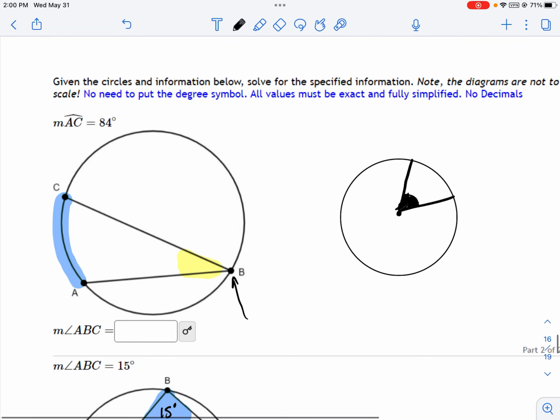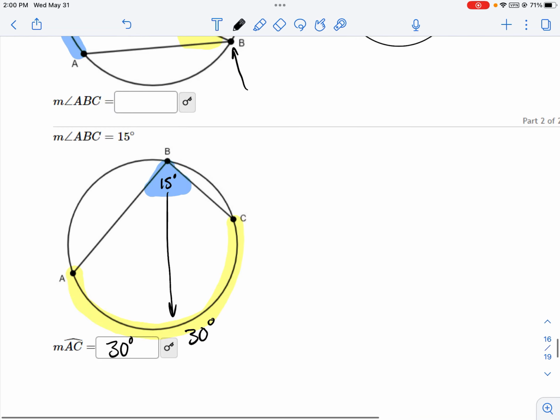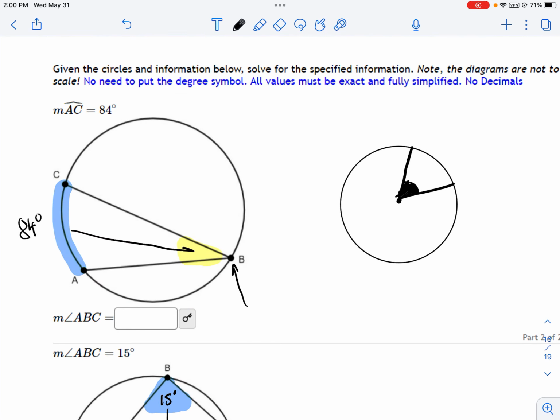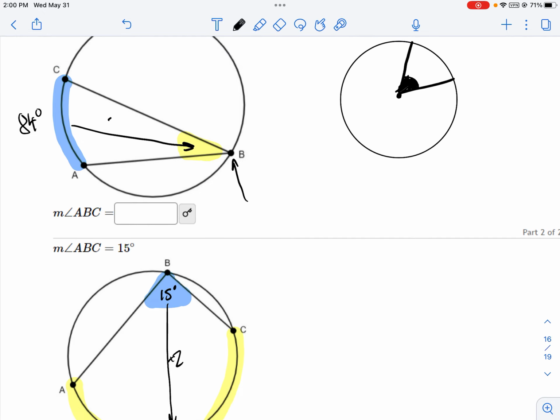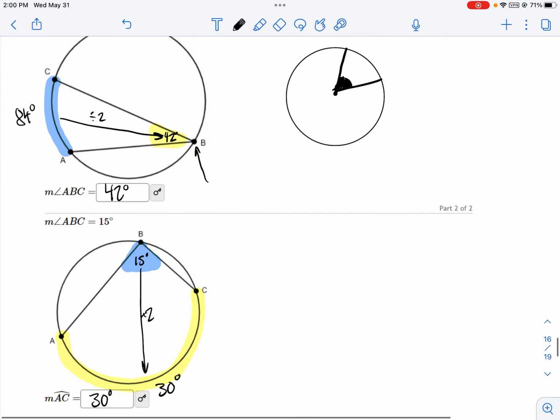Or vice versa, if we have the arc, then if we double it to go one way, times by 2, then to go the other direction, what's the opposite of timesing by 2? Dividing by 2. So we half it if we want to go the other direction. We get 42 degrees. Bam. So that is your inscribed angles, arcs relationship.